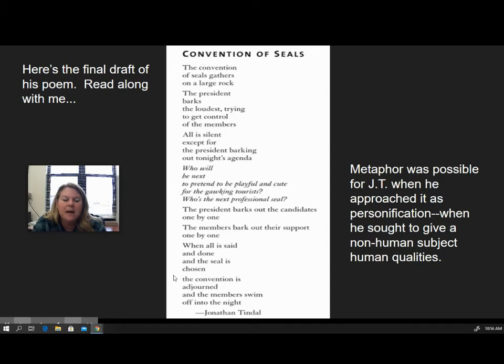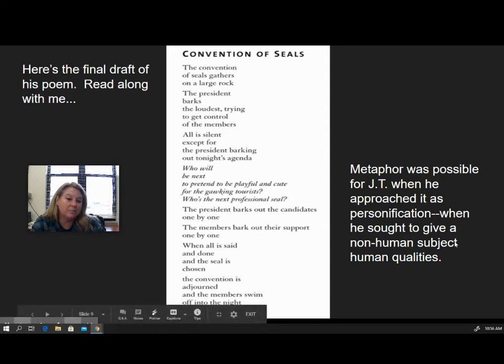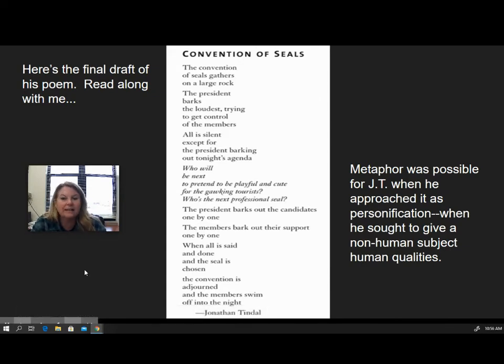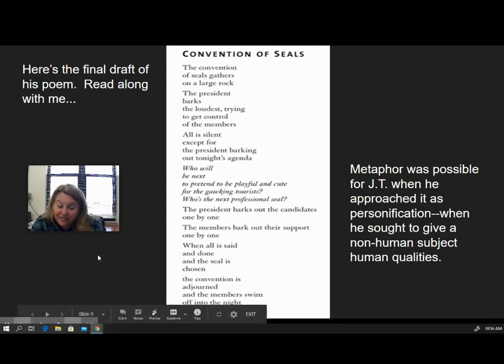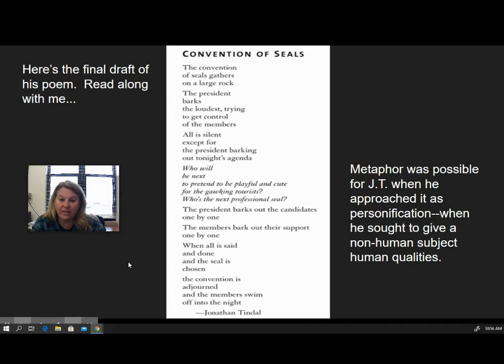Metaphor was possible for JT when he approached it as personification, when he sought to give a non-human subject human qualities. So he basically turned his seals into people and had them doing people-y kinds of things. And so then it worked in his poem. He could use metaphor that way.